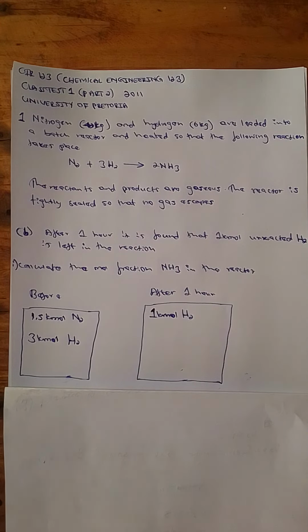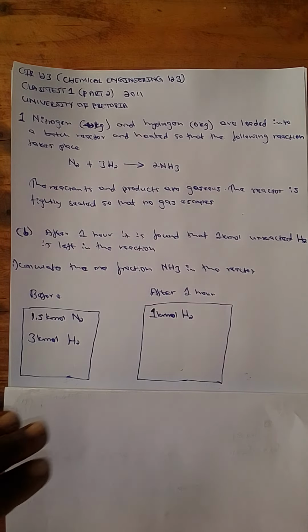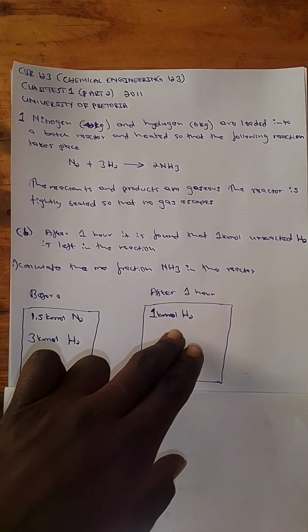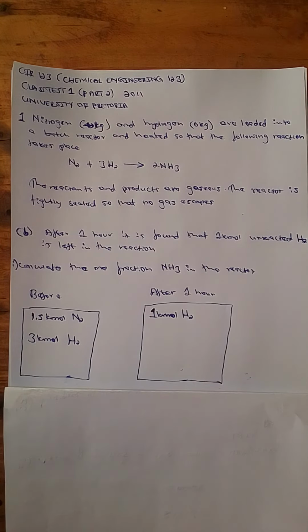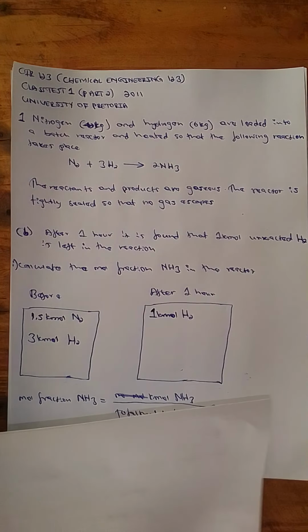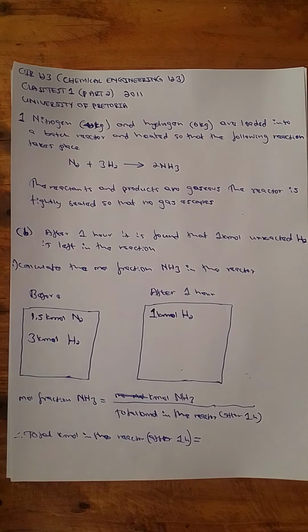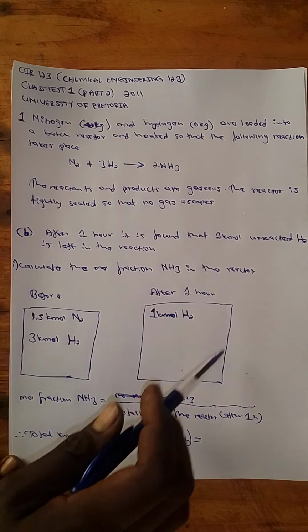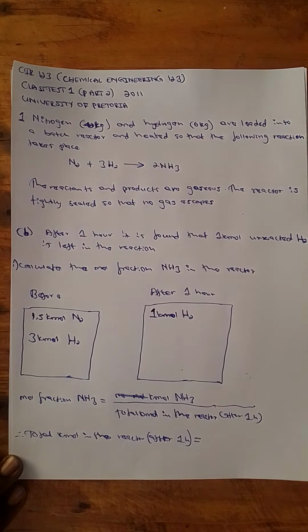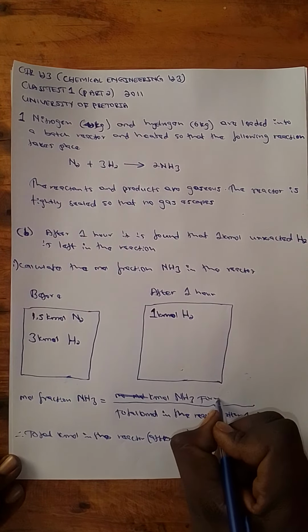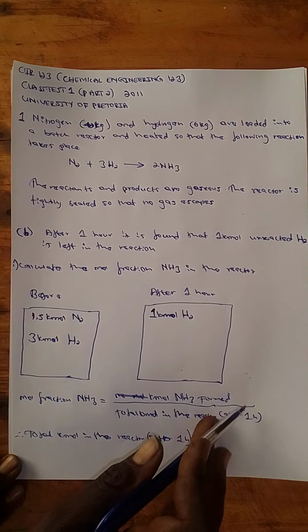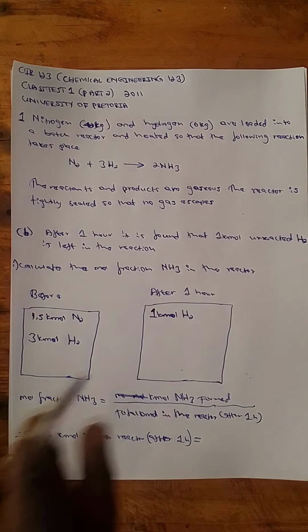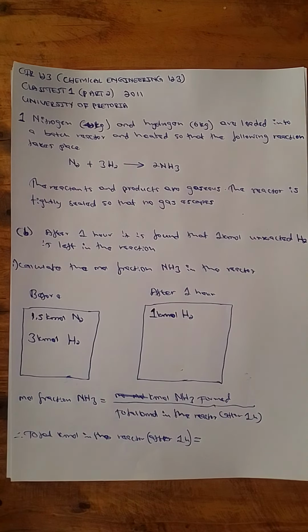So with that said, we are going to analyze what happened after 1 hour, and that is going to help us answer the question that says calculate the mole fraction of NH3. The first thing to do is to write down the equation of mole fraction of NH3. The mole fraction of NH3 is the kilomole NH3 that is formed after 1 hour, all over the total kilomole in the reactor after 1 hour. So that is what we're looking for.